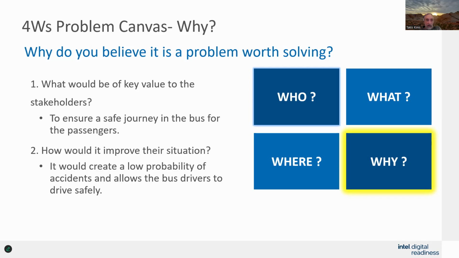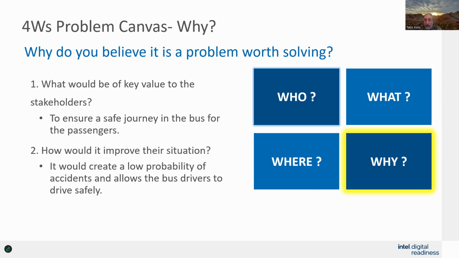Why do you believe it's a problem worth solving? So the first one says it. Why would it be of key value to the stakeholders? Because a safe journey is good for the passengers, right? It's good for the driver too. Nobody wants to get in an accident. You don't want to ruin the equipment. You don't want to hurt anybody, right? How would it improve the situation? It would create a low probability of accidents and allows the bus drivers to drive safely.